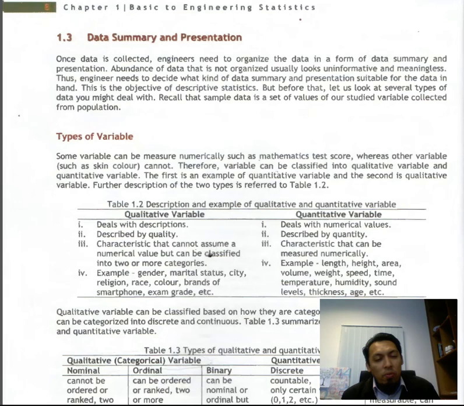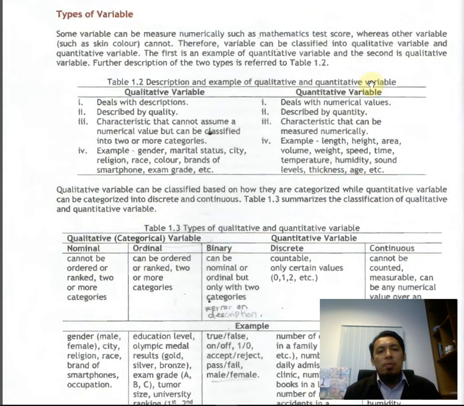However, before we can summarize the data by using a suitable graphical or numerical representation, you need to know the types of variable, because different types of variable will require you to use different types of tools. If you make a mistake, of course you will have biased information, wrong information. So let's see the types of variable.